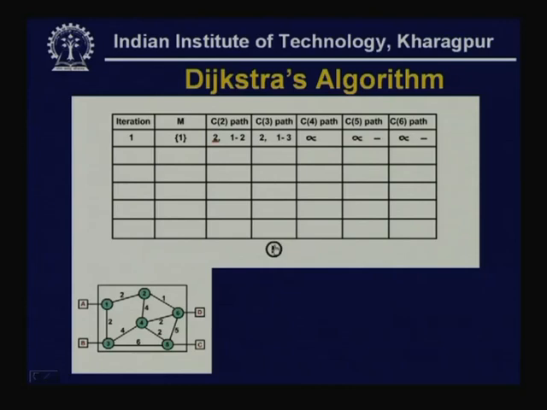Then after the second iteration, node 2 is included as part of M, because this is the least cost path among the available paths. After including 2, you can now get a path to 4 as well as 6. For 4 the path is now through 1, 2 and 4, so the cost is 6, that is 2 plus 4. These are the link costs, which are added to give a cost of 6. And for 5, there is no path from 1 to 5 through 1 or 2 yet.